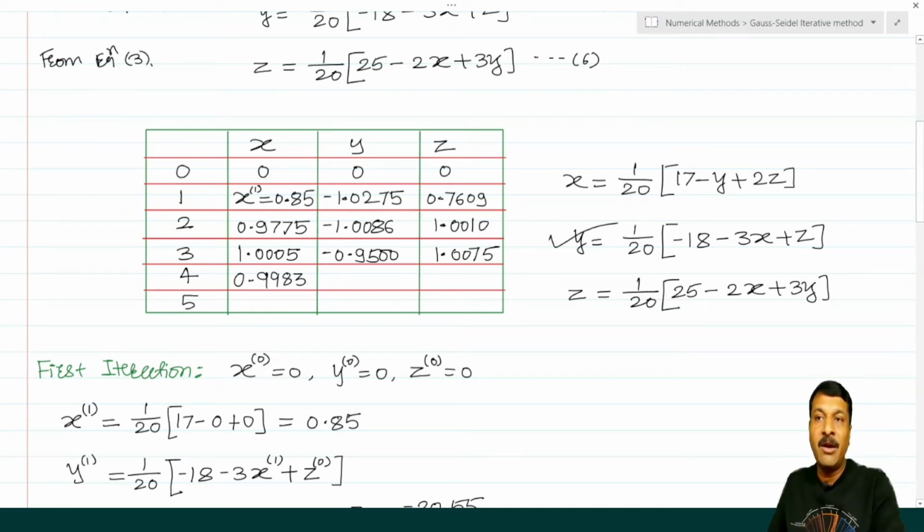Now the value of y by using the recent values of x and z. So what am I getting? It is minus 18 minus 3 into the recent value of x, 0.9983, plus z, 1.0075. So I am getting here minus 19.9874 divided by 20. So that is nothing but minus 0.99937.